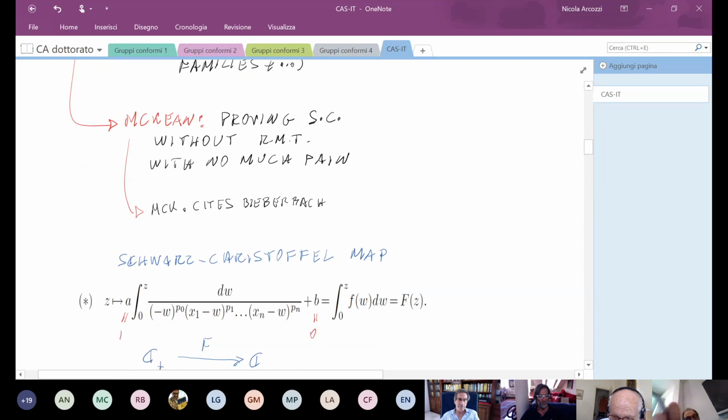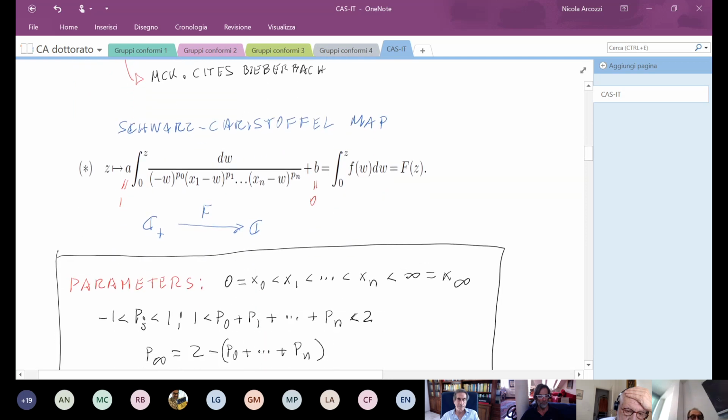And what McKean says in the paper, by the way, is that he gave this proof by himself, and then someone told him that there is a proof like that in a book by Bieberbach. Okay. So let's go to McKean's proof.